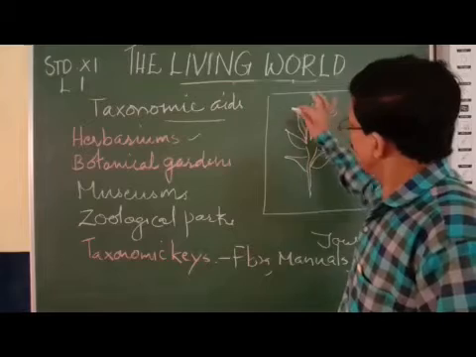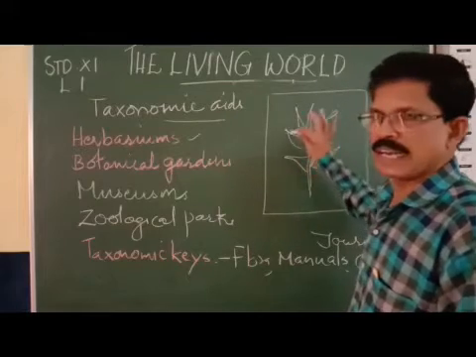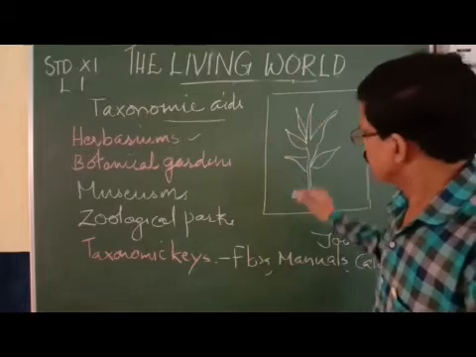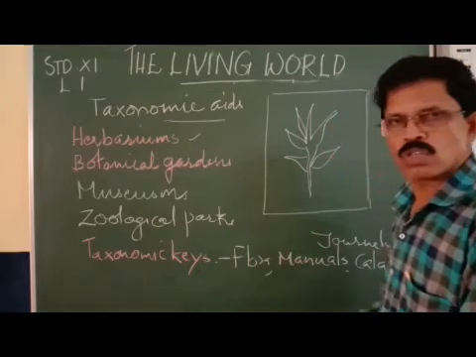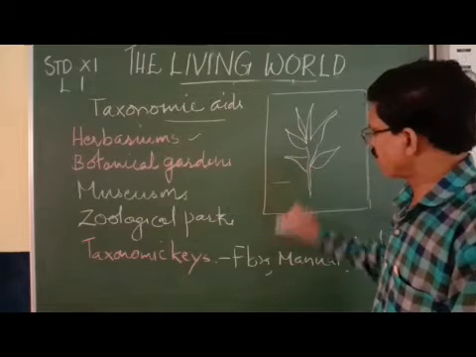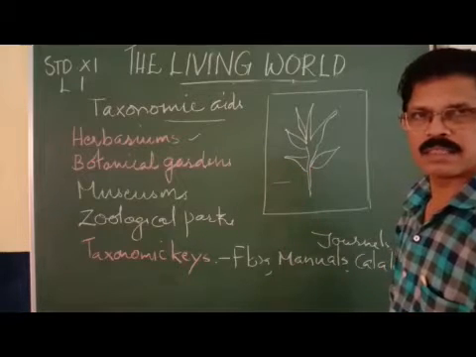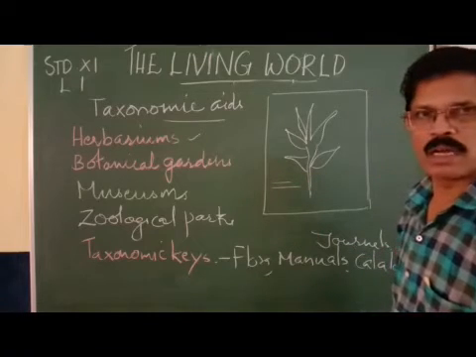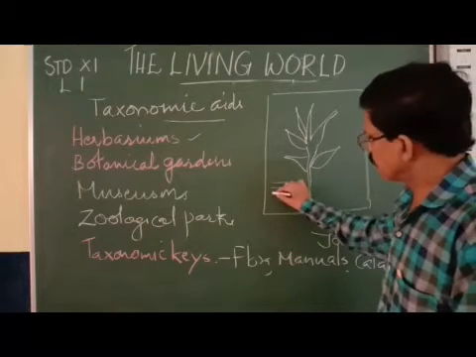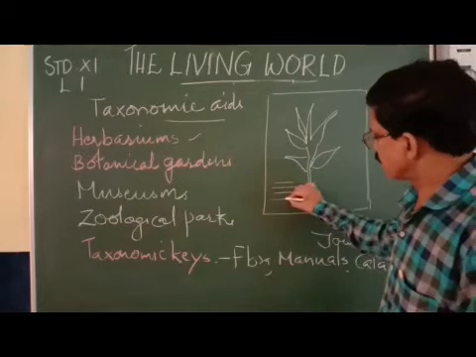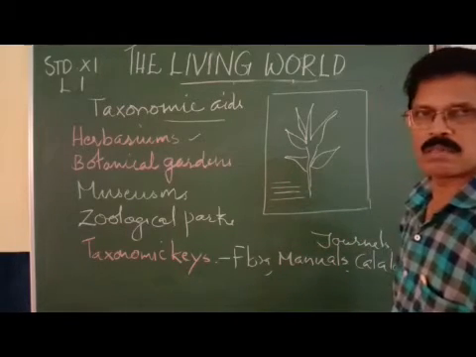So this is a herbarium sheet which contains a dried and pasted plant specimen. This herbarium sheet includes various details: the locality from where the plant is collected, the scientific name or botanical name of the plant, and the collector's name will be written here. And various characteristic features can also be mentioned.